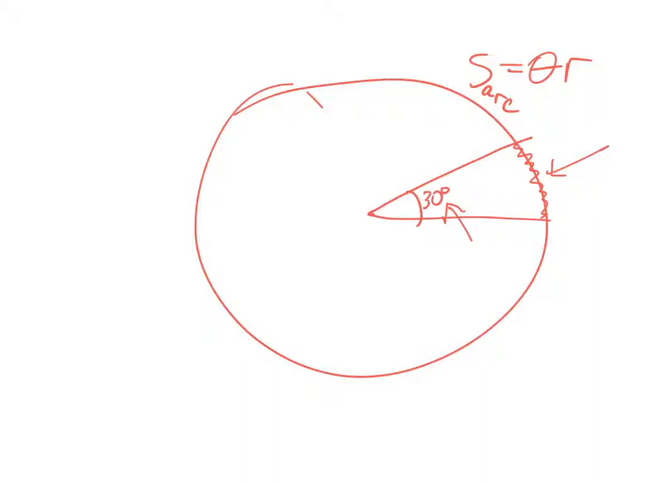All right. So anyway, that S is the arc length. Theta is the angle. Pay attention. But the angle has to be in radians. So I cannot use the 30 right there. I've got to change it to radians. I'll tell you how to do that in a minute. And R is the radius.